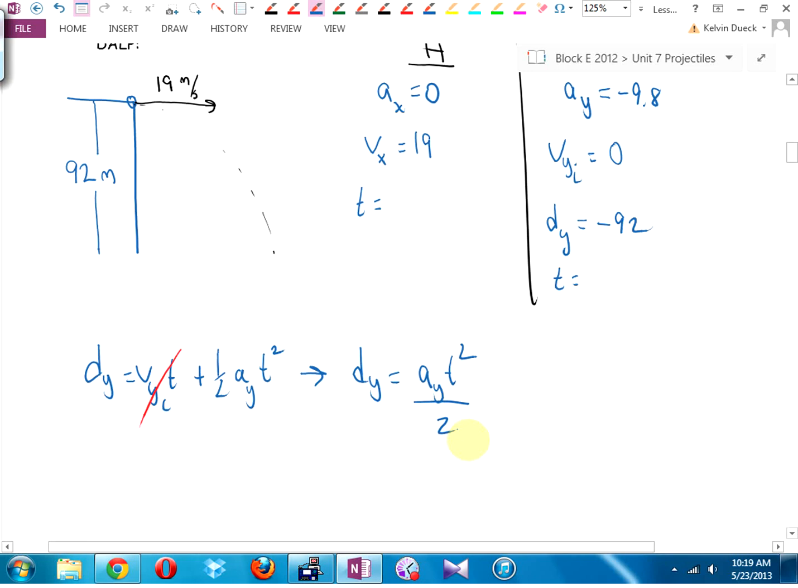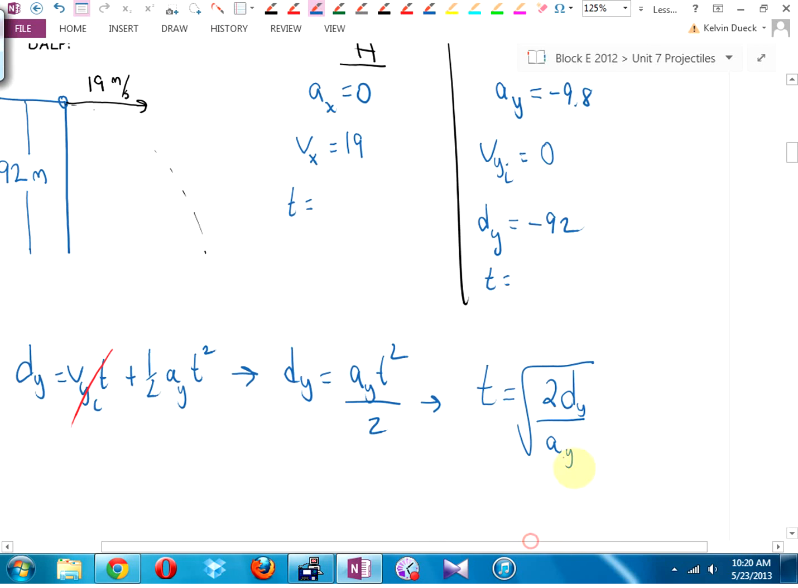What are we trying to find? Someone said it. You're right. Time. Let's get the t by itself. What will I do with that 2? Multiply. What will I do with that ay? Divide it, and then how will I get rid of a squared? So t is going to be the square root of 2 times d divided by a, vertical and vertical, which is the square root of 2 times negative 92 times negative 9.8.